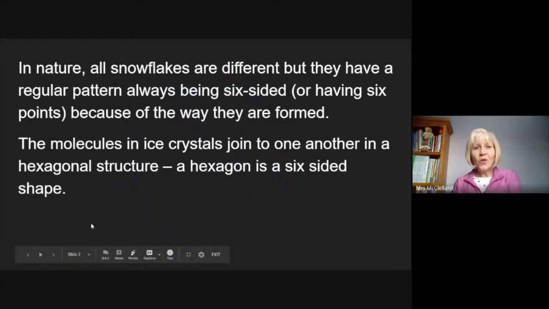In nature, all snowflakes are different, but they have a regular pattern which is always six-sided or has 6 points because of the way that they are formed. The molecules in ice crystals join to one another in a hexagonal structure. Remember, a hexagon is a 6-sided shape. Ice is just water, a different form of water. You may have heard of water as being H2O, hydrogen and oxygen molecules. The way they're joined together makes this hexagonal structure.